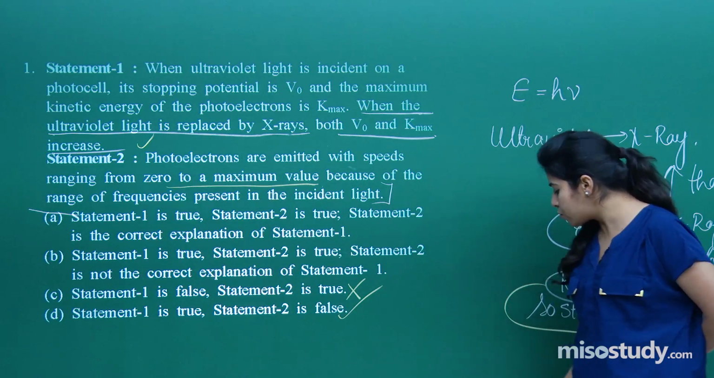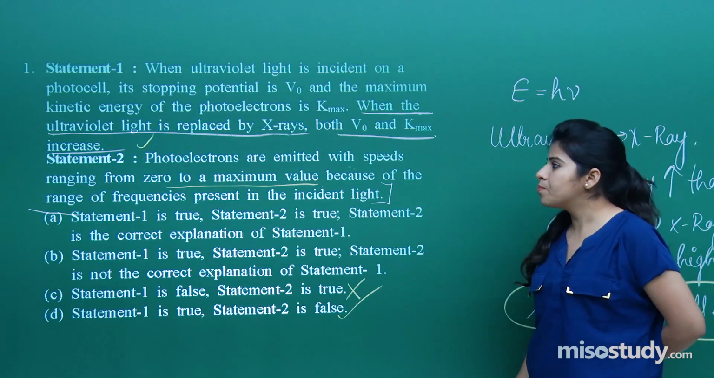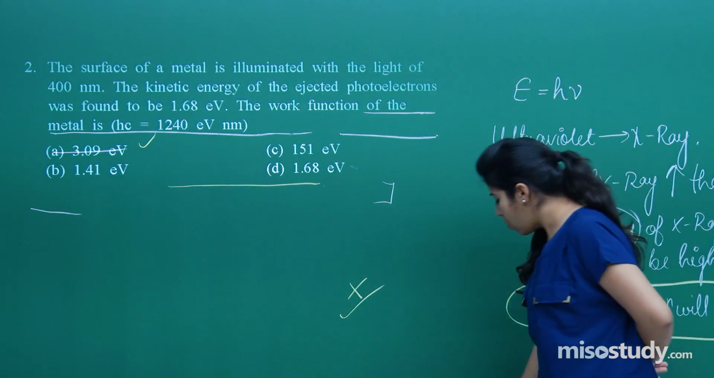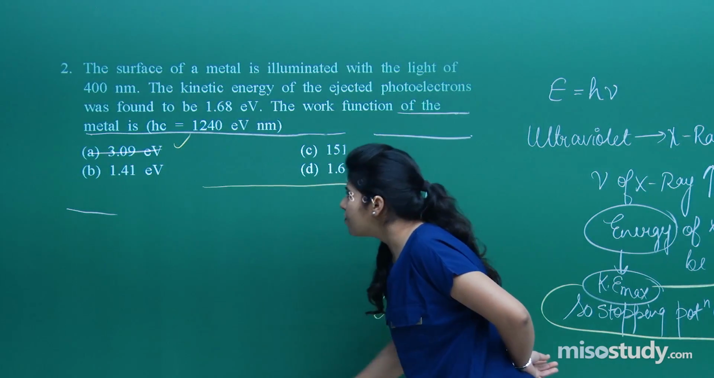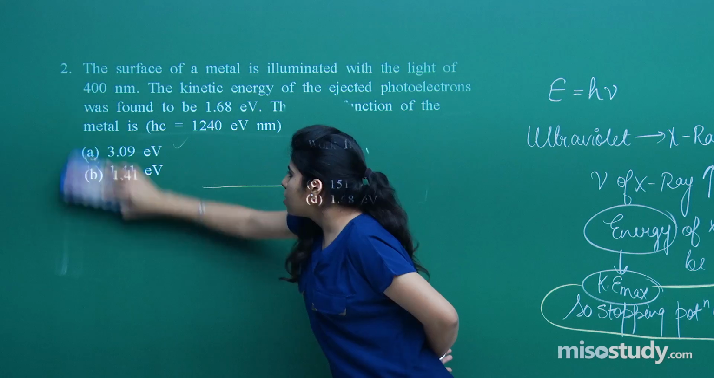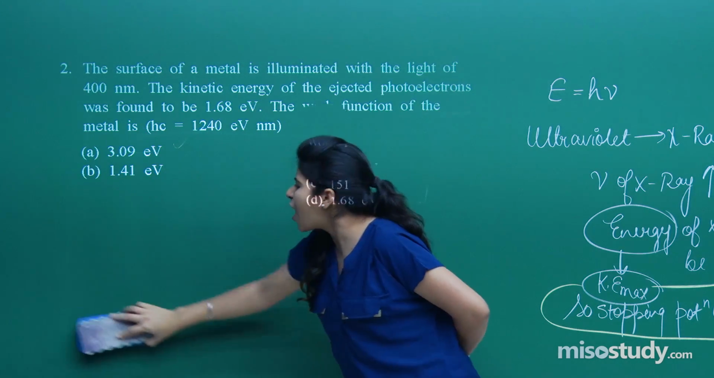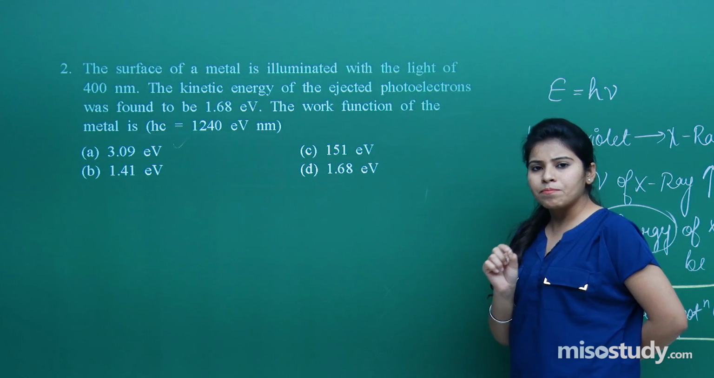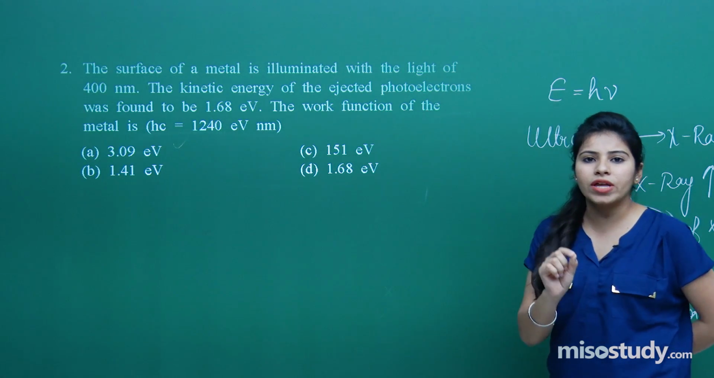Now let us move to the second question and see what it is saying. All right. So we have something like a numerical here. As I have told you, the level of question would be a little bit higher than NEET, but you are going to solve it very easily.